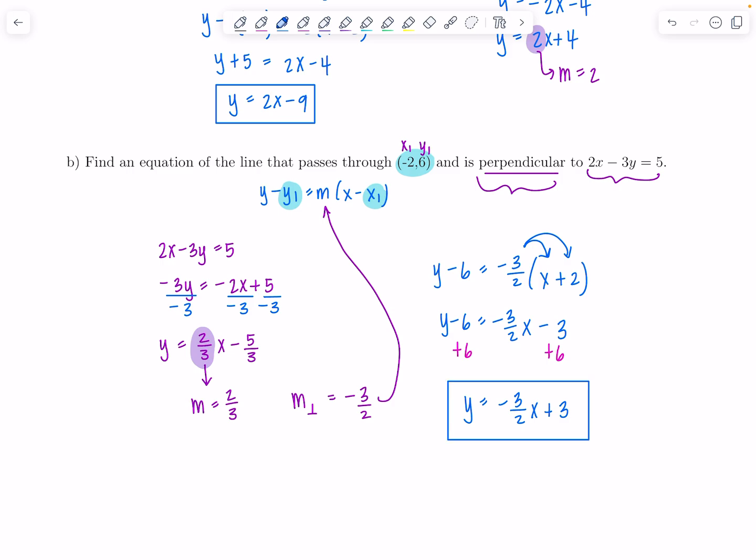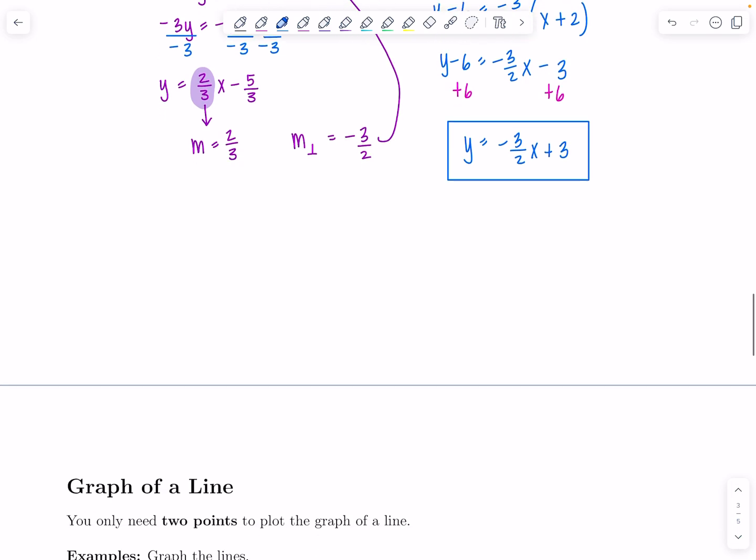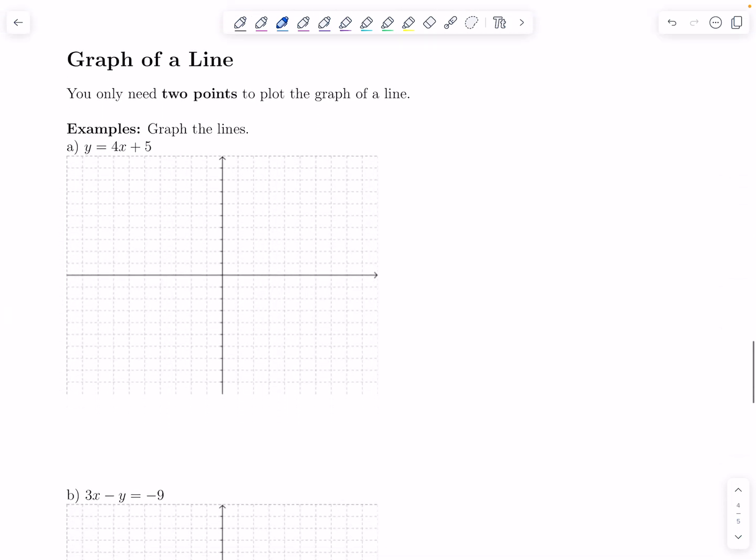Okay, only thing left to do is graph these lines, which we're so adept at finding equations of. Keep in mind when you're graphing a line, you only need 2 points. If you want more, because you're a little paranoid or nervous and you want to make sure everything's lining up, go for it, but 2 is enough. So let's graph the following lines.